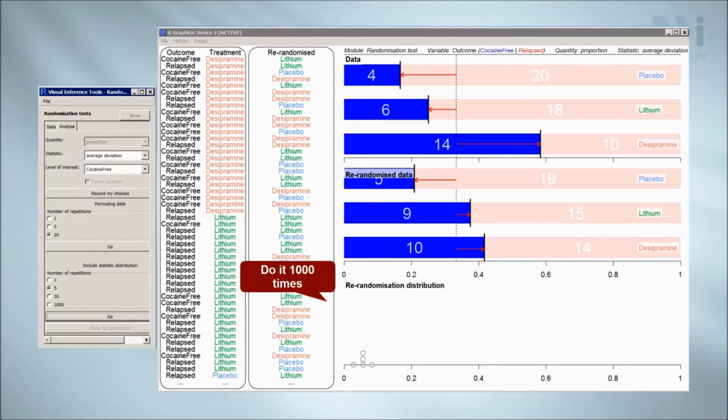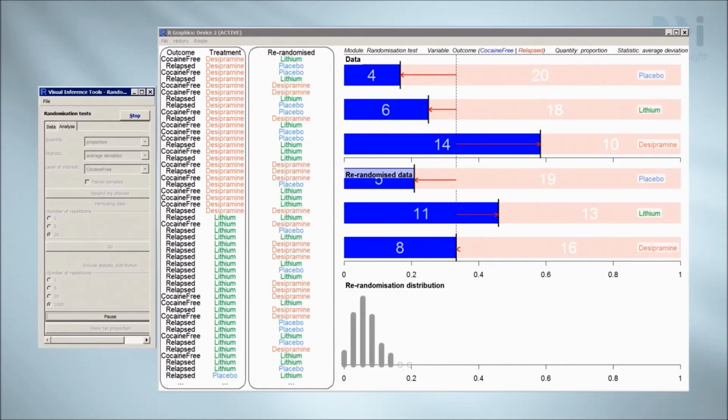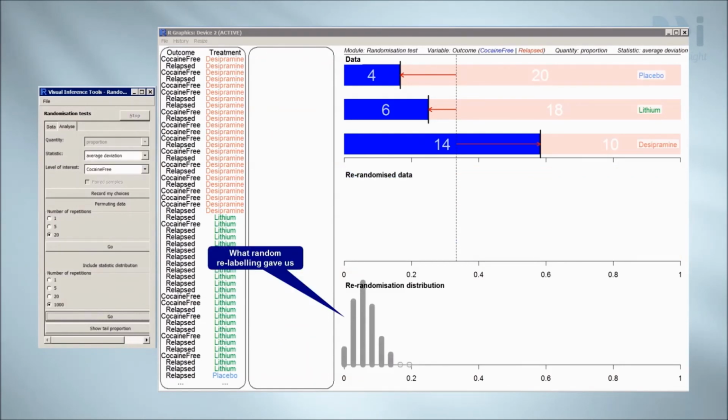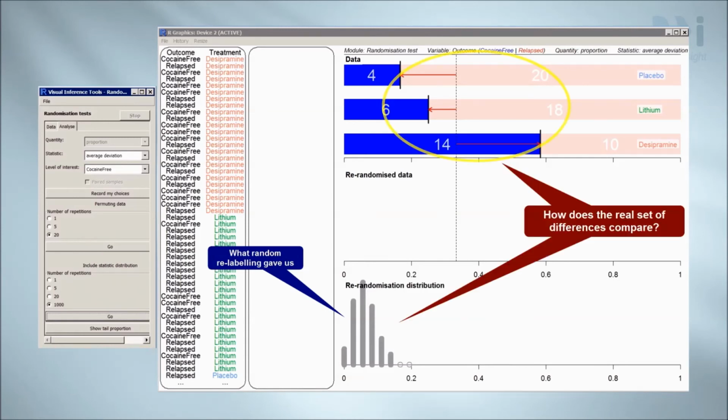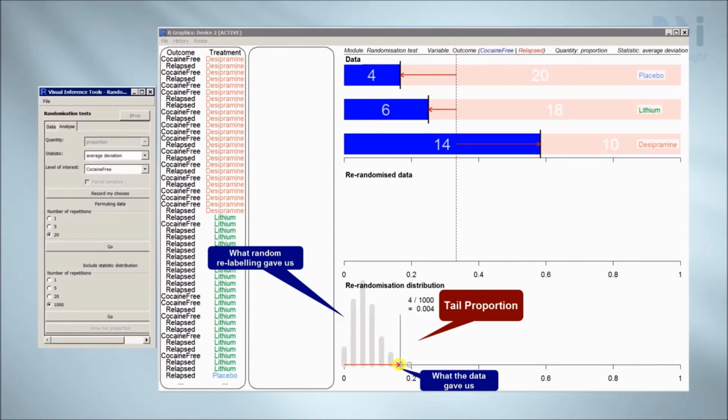Now do it 1,000 times. So here's all the deviations random relabelling gives us. How does the real one compare? Here's the arrows coming down, being averaged, dropping down. So where are we? Right near the edge. The tail proportion is 4 out of 1,000, which is 1 in 250. The luck of the randomisation draw virtually never delivers a set of differences this big.